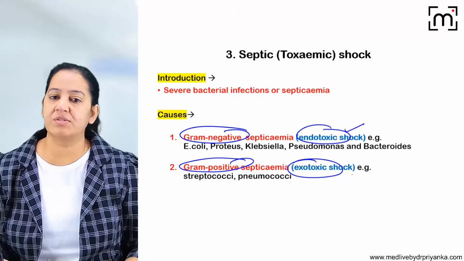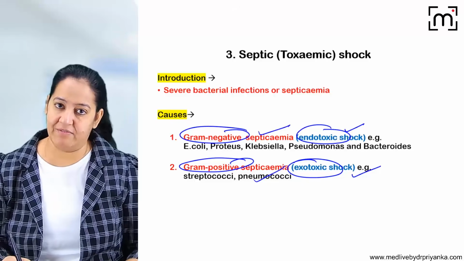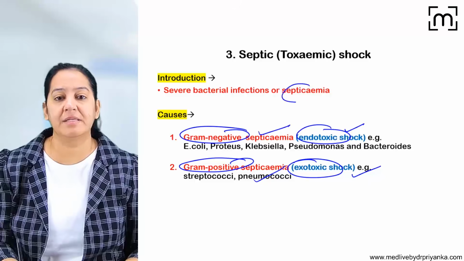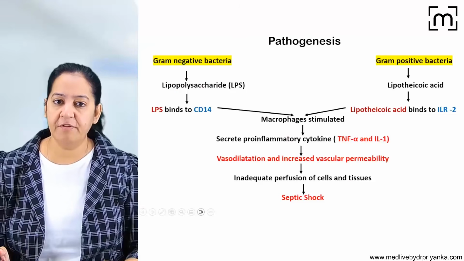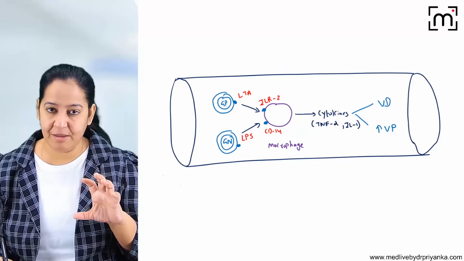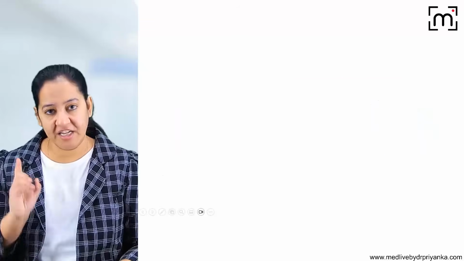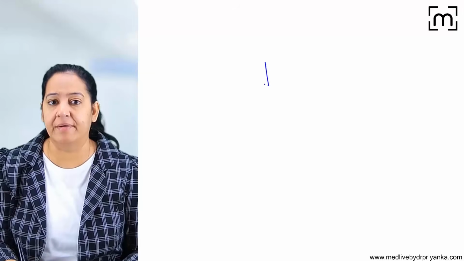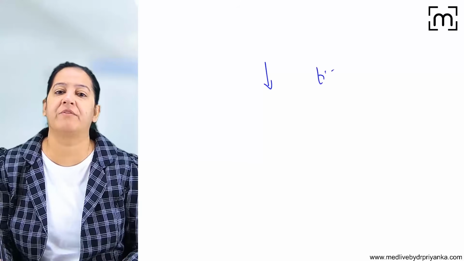So there can be exotoxin shock and endotoxin shock, the two types of shock due to gram positive and gram negative respectively. It is due to septicemia, sepsis, presence of bacteria in the blood. So you will be thinking how presence of bacteria in the blood leads to the shock. If the bacteria is present in the blood, how do multiple organs in the human body get poor tissue perfusion? Ultimately, if the shock has to happen, all the organs in the human body should have poor tissue perfusion.